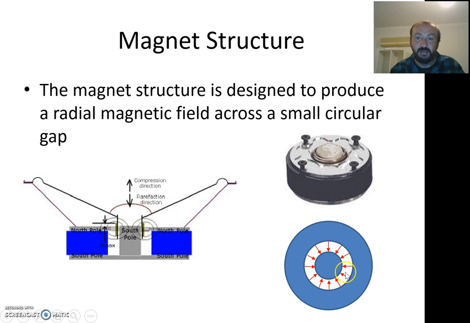So it's just in this little section here, where you can see the cursor, that we have this uniform radial magnetic field, and you see how the shape of this magnet, making it circular, is how you make sure the field lines are perpendicular to the current. The coil is wound around this center piece of the magnet. Okay, the magnetic structure is designed to produce a radial magnetic field across a small circular gap. So this is the gap we're talking about here.